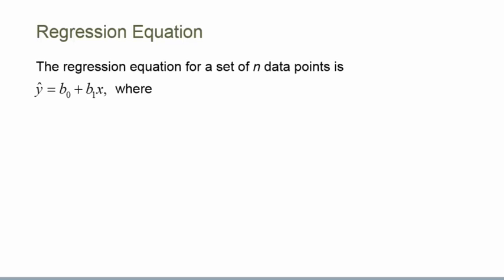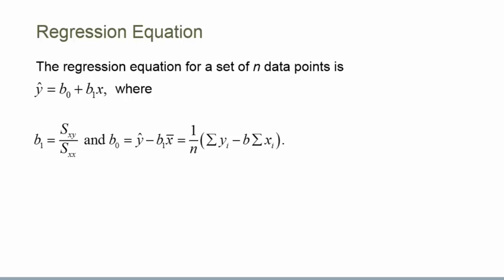Regression equation. The regression equation for a set of n data points is y hat equals b sub 0 plus b sub 1 x, where b sub 1 equals S sub xy divided by S sub xx, and b sub 0 equals y bar minus b sub 1 x bar, which also equals 1 over n (summation y sub i minus b sub 1 times the summation of x sub i).